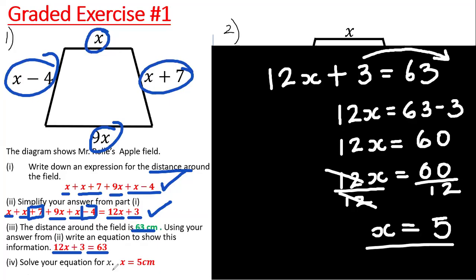Just pay attention to that right there. So x is equal to 5, that's how we got that. Any questions on this before I move on? Again, you're not writing this down. We already have this.